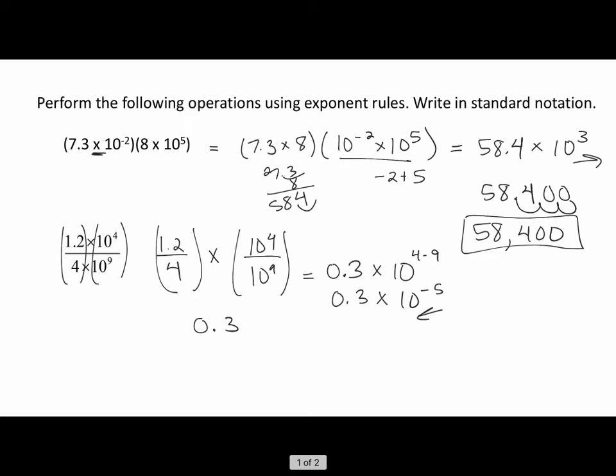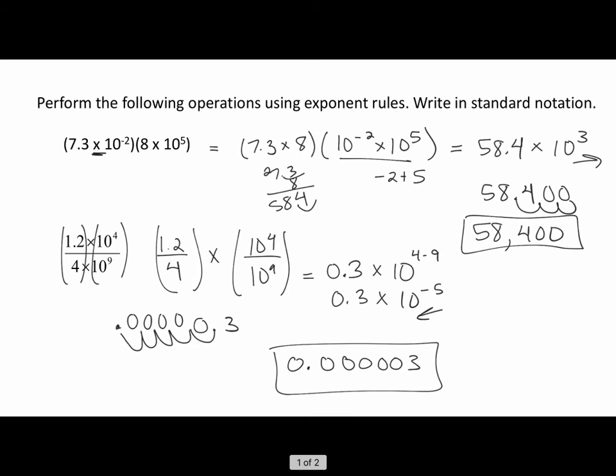We're going to move the decimal to the left 5 places. 1, 2, 3, 4, 5. Fill in those holes with zeros. And that means our answer is 0.00003 in standard notation.